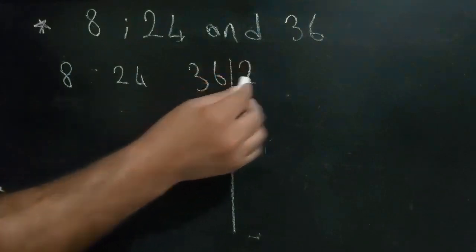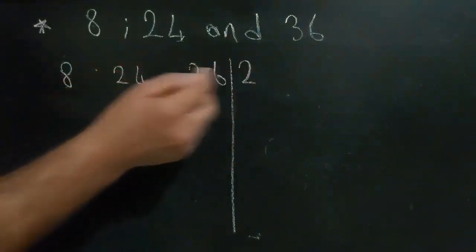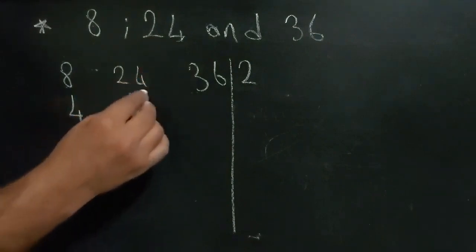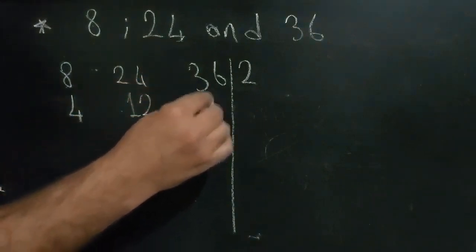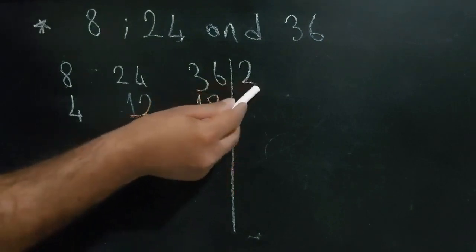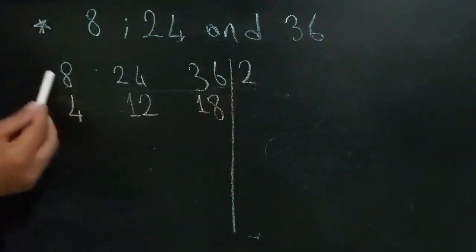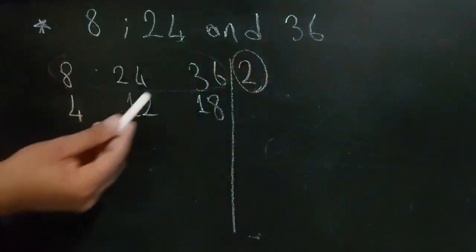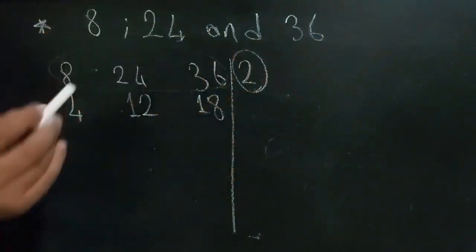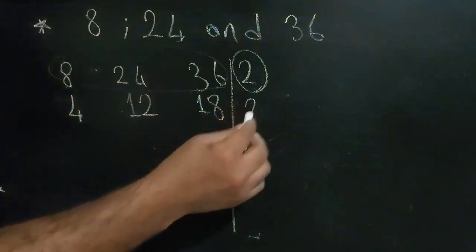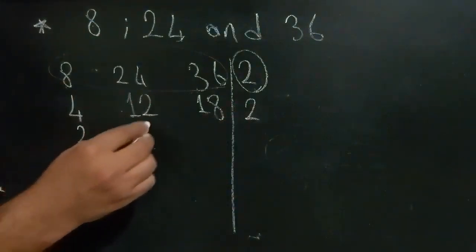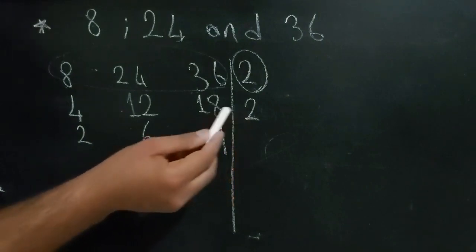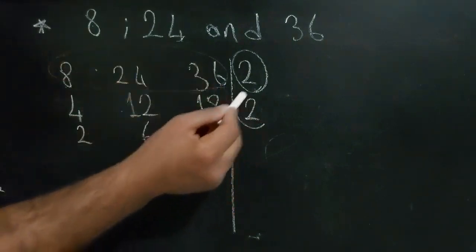Start from 2. 8 is divisible by 2, yes. 4. 24, yes. 12. 36, 18. See, this number should be common for all those 3 numbers to be circled. If it is common just for 2 of them, you can't circle. So again 2, that will be 2, that will be 6, that will be 9. And you see, this is common for 3 of them, circle.